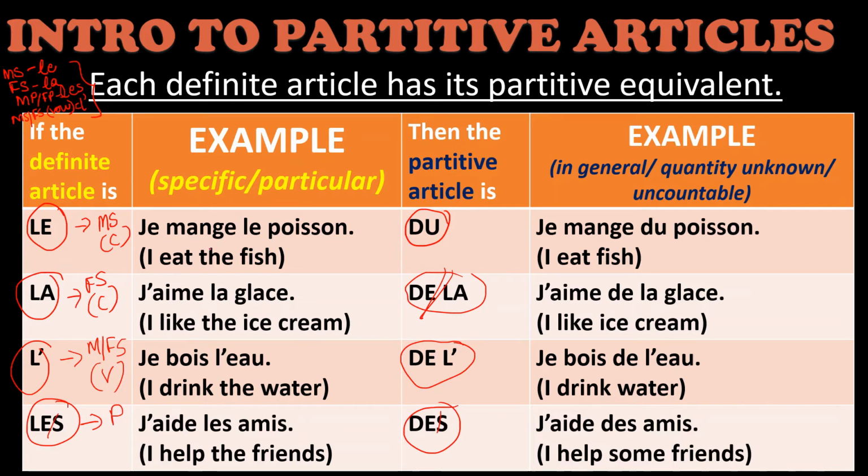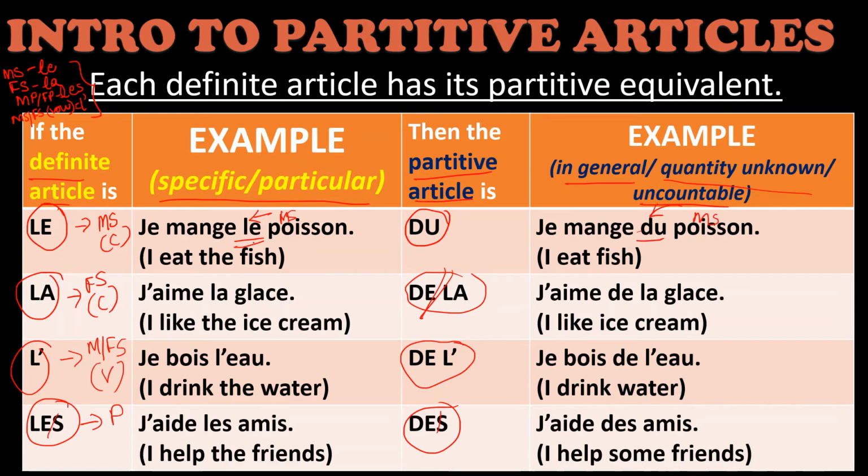So now, let's look at how the meaning of a sentence differs when you use it as a partitive article, versus when you use it as a definite article. So the definite article, which I've put in yellow, is when you're talking about something specific or particular. And the partitive article is when you talk about something in general, you don't know the quantity or you can't count the quantity. So you say je mange le poisson, which is the definite article, masculine singular, so le. Okay, the corresponding sentence with the partitive would be je mange du poisson.